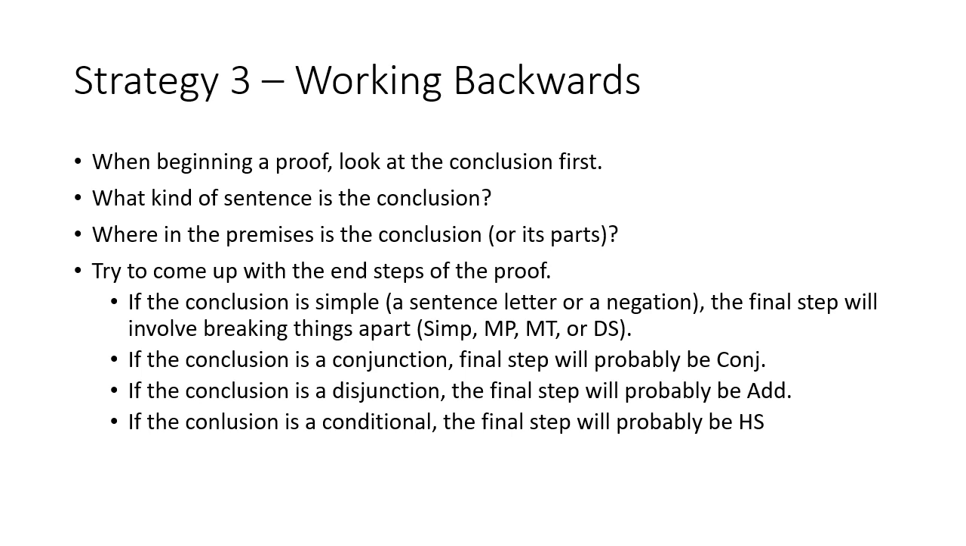The other possibilities are where the sentence is more complicated. So, for instance, if your conclusion is a conjunction, it's probably the case that you'll be using conjunction at the very end, right? So you'll be taking two lines, the two pieces of that conjunction, and putting them together. If the conclusion is a disjunction, the final step will probably be addition, right? Chances are that if it's a disjunction, one of the disjuncts doesn't appear anywhere in the proof, and you'll just have to add it at the end.